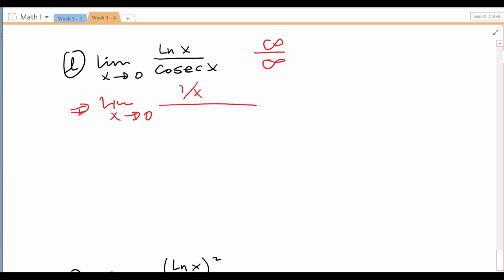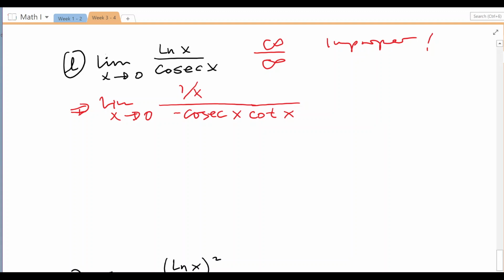So this is improper, ln over x. The derivative of cosec x is negative cosec x cotangent x. That is the derivative of cosec x.